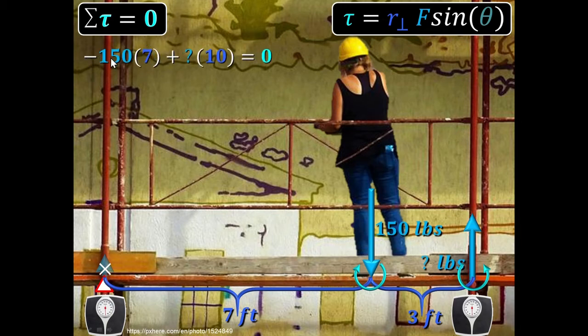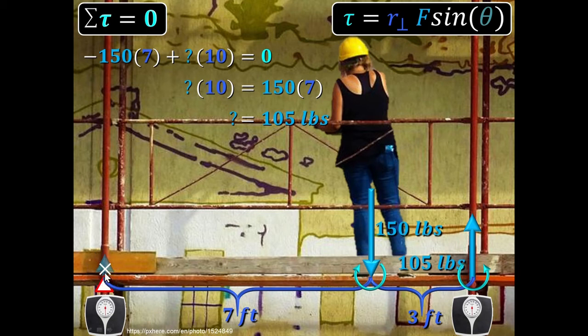So this negative torque added to this positive torque. We don't know what the force is, but we do know that those two torques must add to 0. Okay, so I can take this times this, move it over here, it becomes positive, and then divide both sides by 10, and I would find that the amount of force right here needs to be 105 pounds.